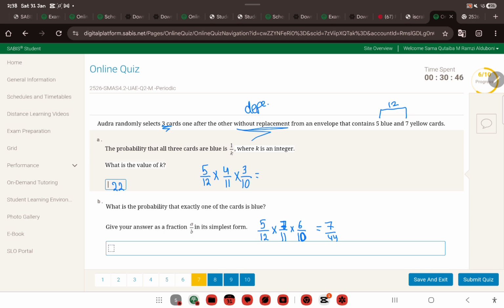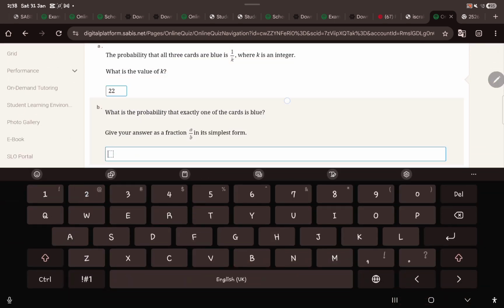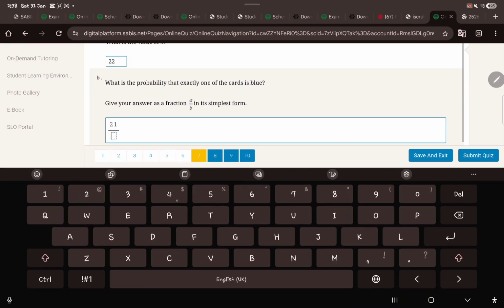And there's 3 different scenarios in which we can arrange the cards. It can be blue, yellow, yellow. Or it can be yellow, yellow, blue. Or it can be yellow, blue, yellow. There's 3 different ways where we can arrange the 3 cards that we chose. So we just simply multiply the probability of one of them times 3, in which we will get 21 over 44. So the first one is 22. The second one is 21 over 44.